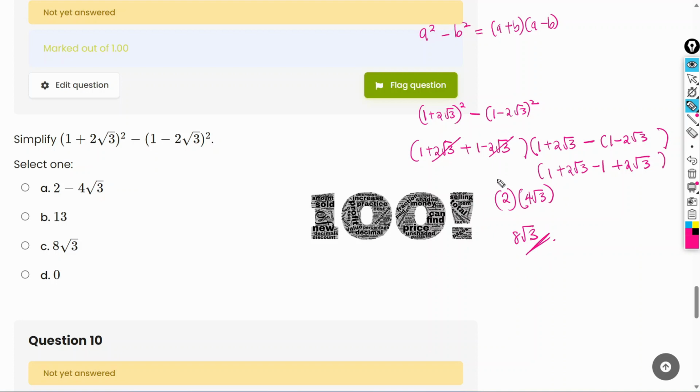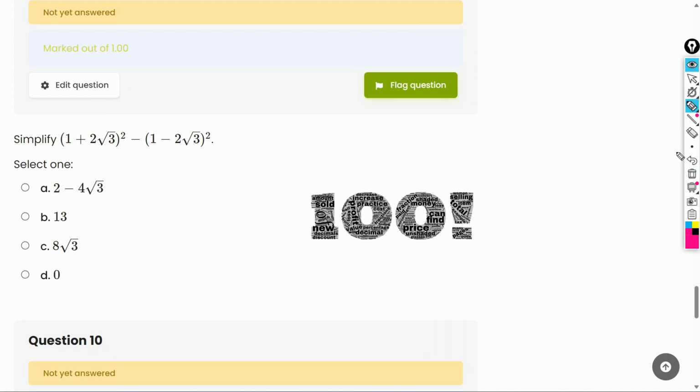Alright, so it was a very simple approach we used. Now you could have chosen to expand each of them and then subtract and all of that, that's fine, but it's easier to just recognize that this is actually a squared minus b squared. Okay, so that's for question 9. Let's go to question 10.